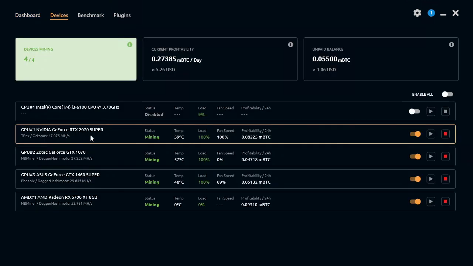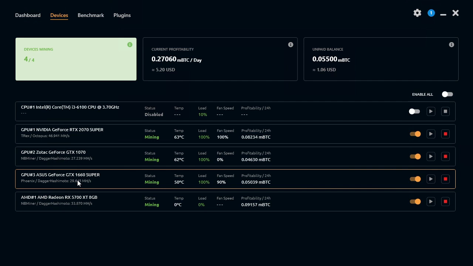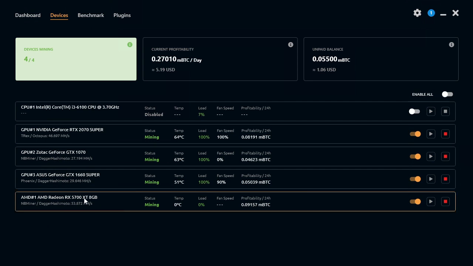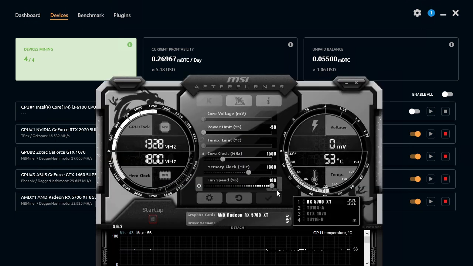As we can see, our RTX 2070 Super is using the T-Rex miner, mining the Octopus algorithm at 47 megahash. We've got our GTX 1070 mining the Dagger Hashimoto algorithm at 27 megahash. We have our GTX 1660 Super using Phoenix Miner, mining Dagger Hashimoto at 29 megahash. Our RX 5700 XT using NBMiner, mining the Dagger Hashimoto algorithm at 53 megahash. Let's take a look at the overclock settings for each card.